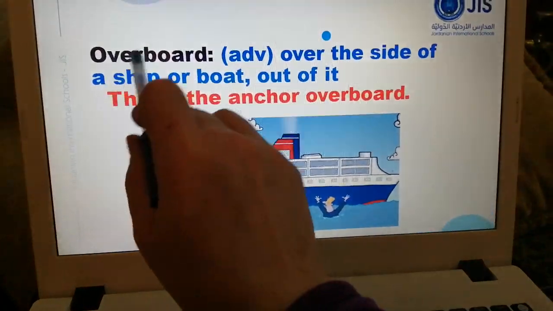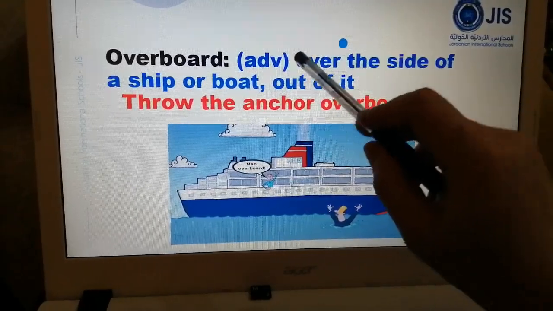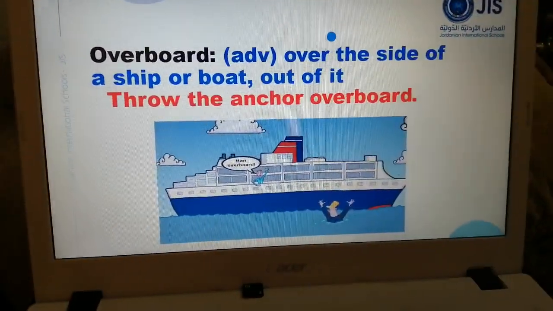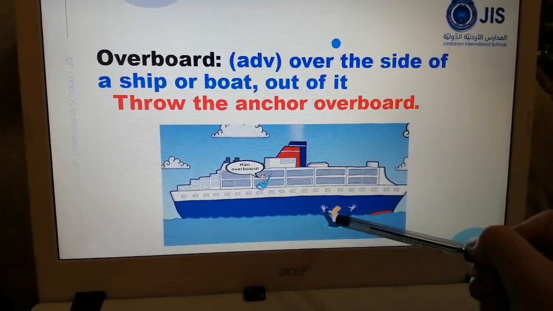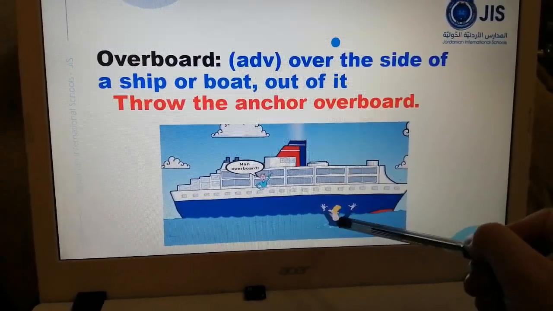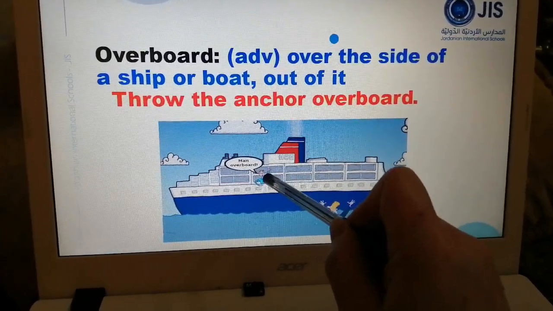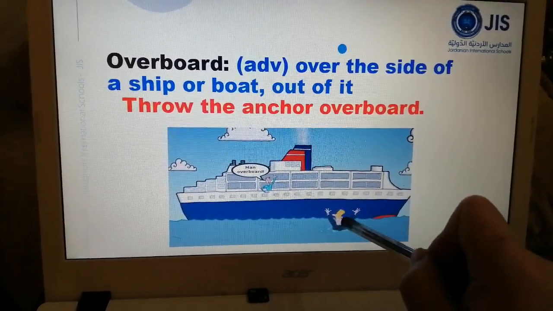Overboard. Over with board together, they make a new compound word, and it means over the side of a ship or boat, which means out of it, and it's an adverb. Like here in the picture, this man here in the water, he is overboard, which means he is out of the ship. This man here inside the ship, he is on board.